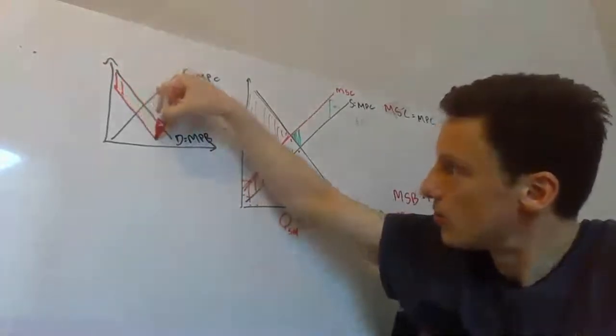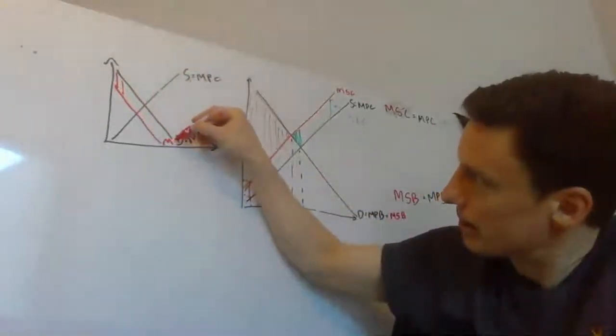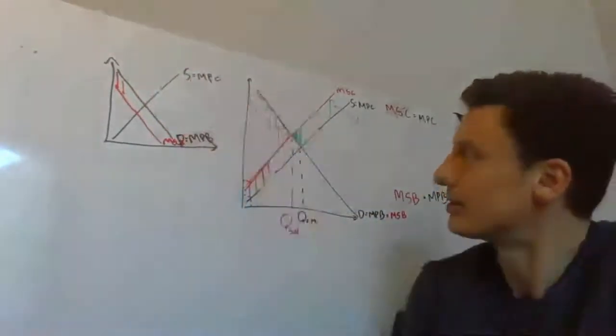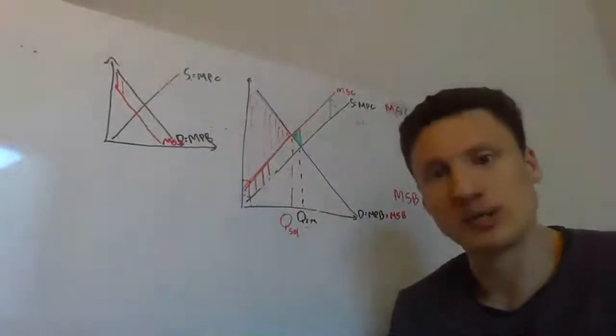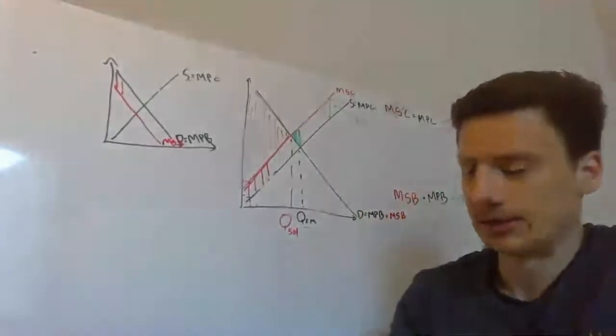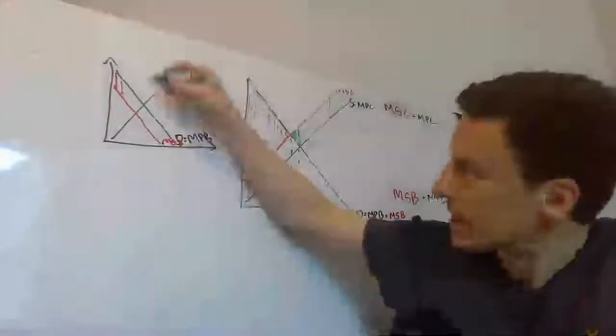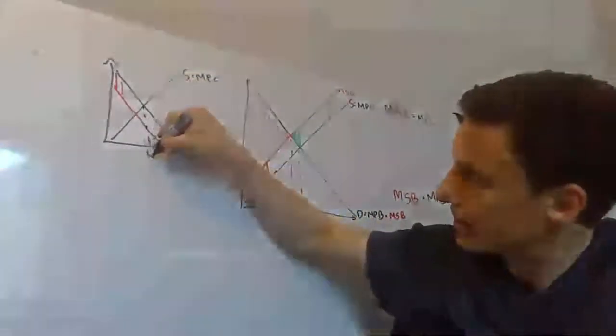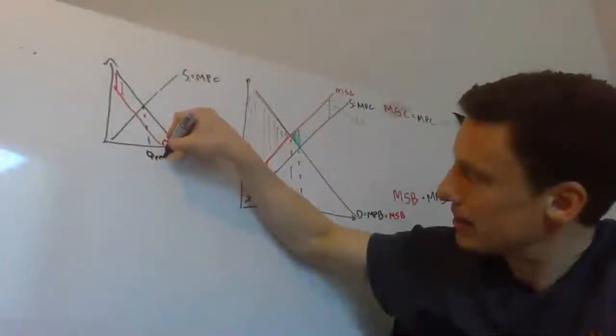And we could do that all the way along, and this would be our marginal social benefits here. Marginal social benefits would be underneath the marginal private benefits. The same analysis then. Here is QFM.